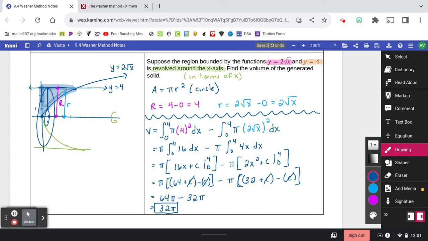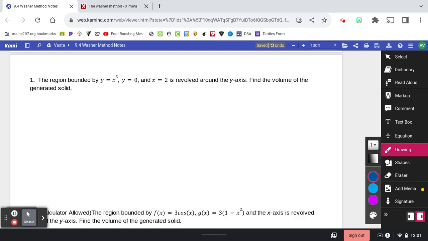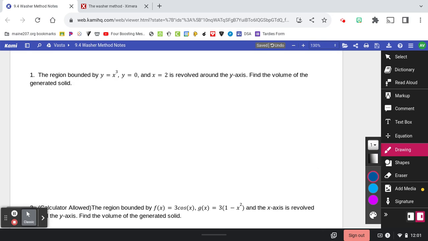Okay, let's take a look at another example. In the next example, again, this one is no calculator. We are going to do a few calculator examples in a second. It says that we have a region bounded by y equals x cubed, x equals 0, y equals 0, and then x equals 2.